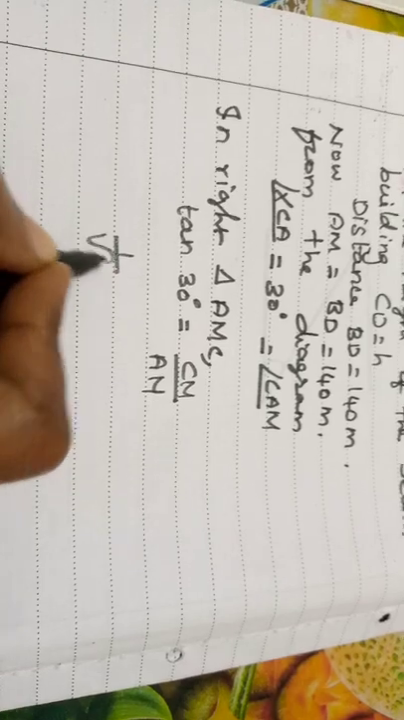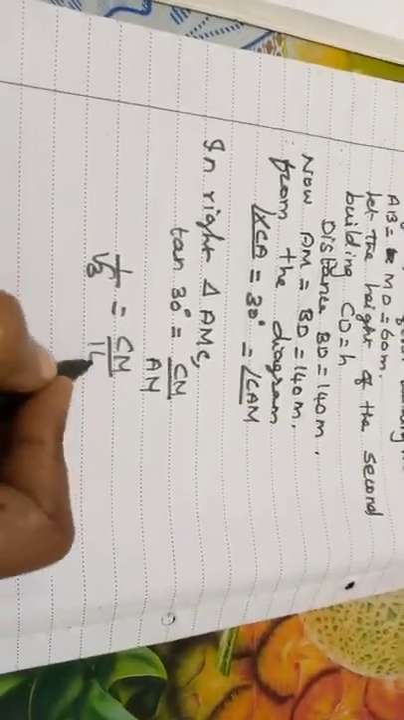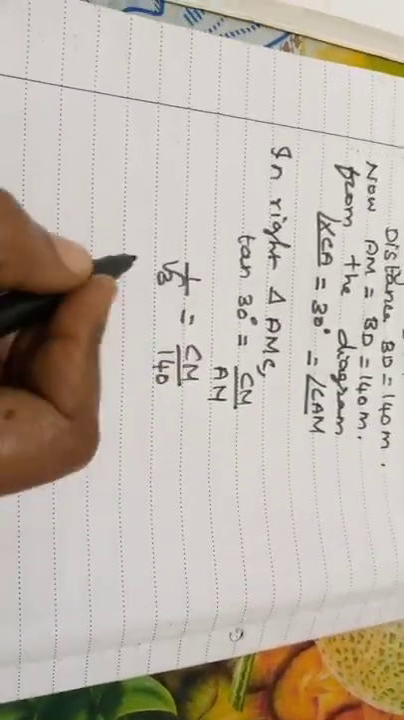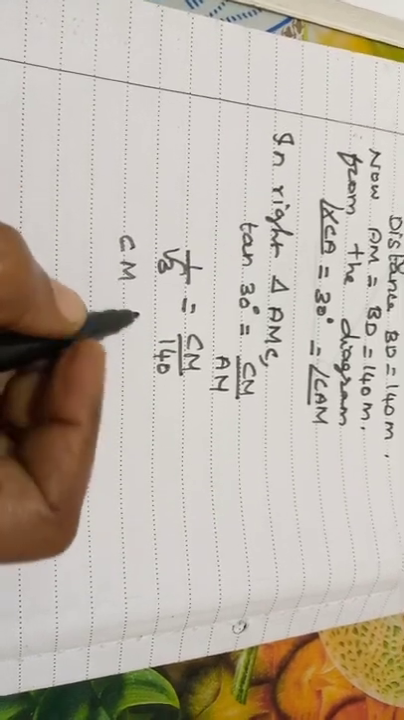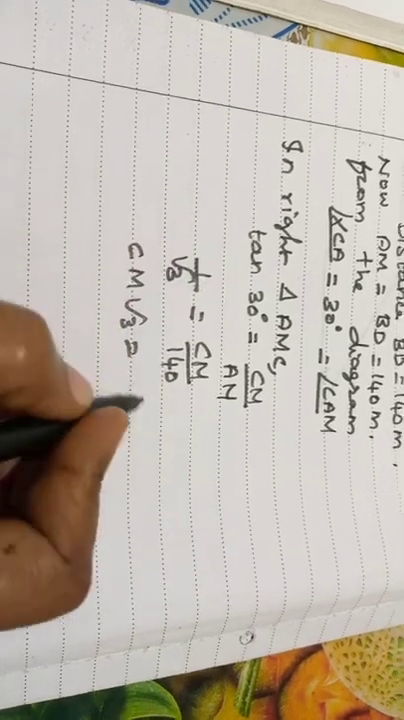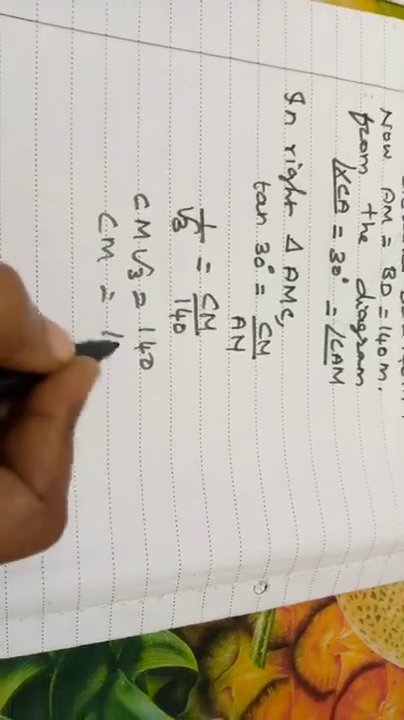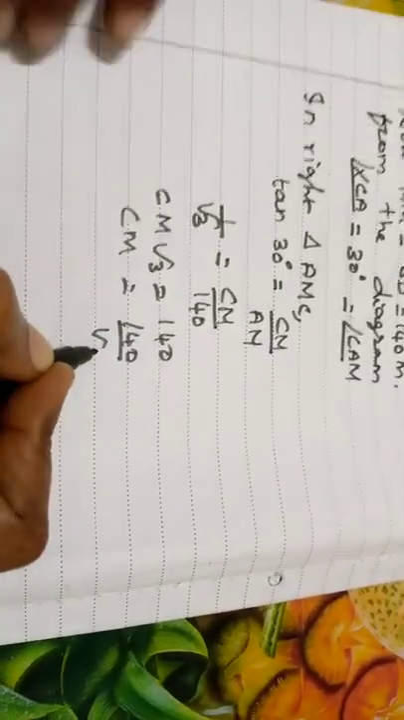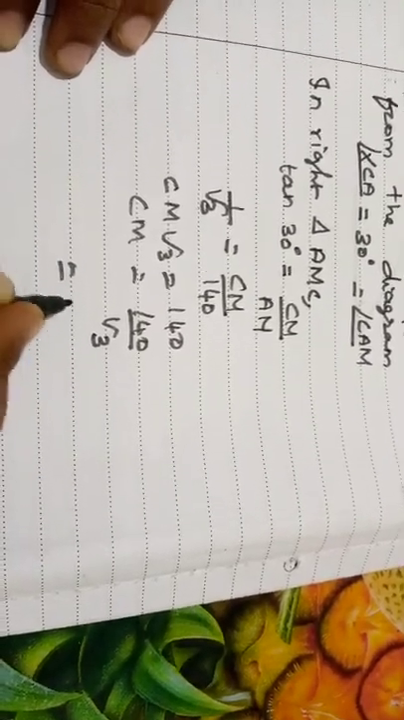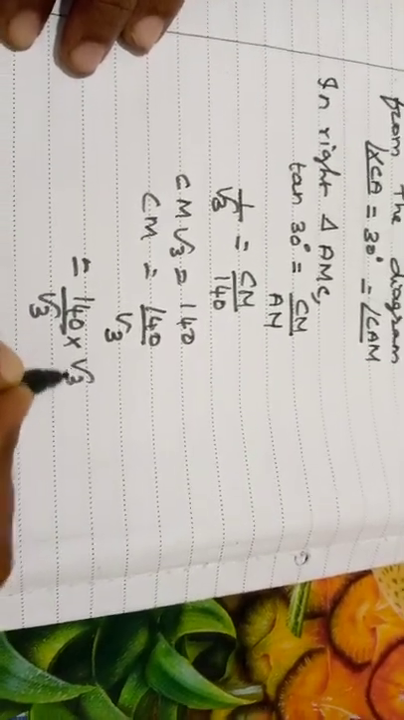So tan 30 we have 1 by root 3 is equal to CM by AM, which is given as 140. That is, cross multiply: CM into root 3 equal to 1 into 140. From here CM can be written as 140 divided by root 3. So take the conjugate of root 3: 140 by root 3 into, up and down, we have to multiply root 3.